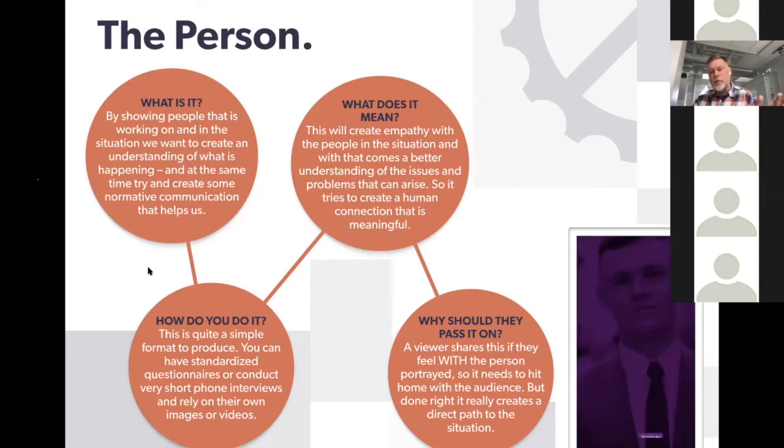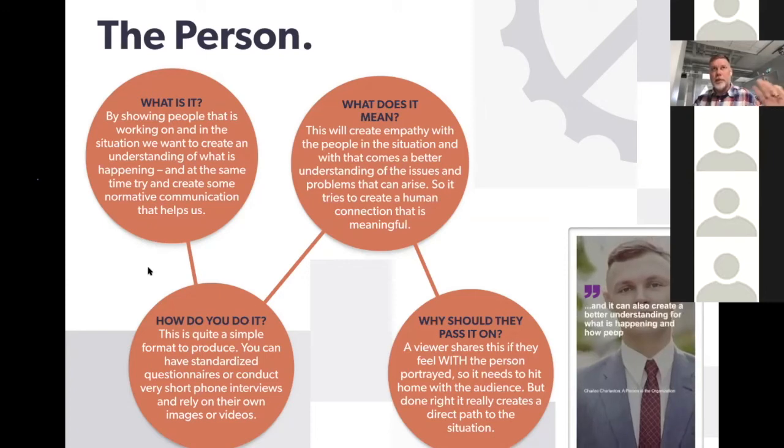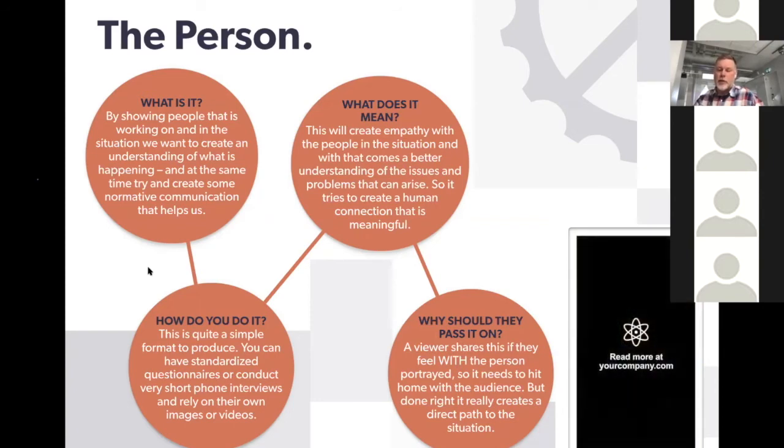Because if it's done right, it creates a direct path to the situation, and when we're also being normative about it, saying that you shouldn't let your sick kids into kindergarten, or you shouldn't go on the subway if you're not X or Y, if a person in that situation is talking about it, it will create a better effect for us.